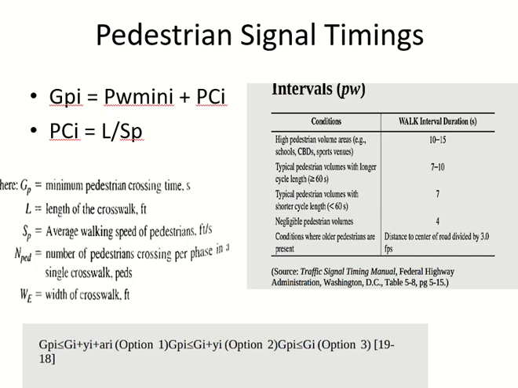Okay, the last part of signal timing is to know if this timing is enough for pedestrians or not. We need to check if the timing is enough for pedestrians or not. So first of all, we need to calculate how much time the pedestrians will need. GPI means pedestrian required green time in phase I.